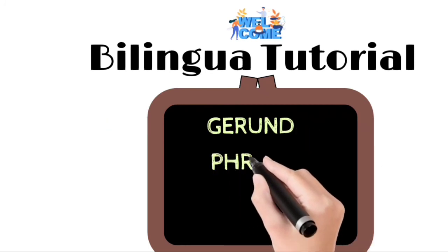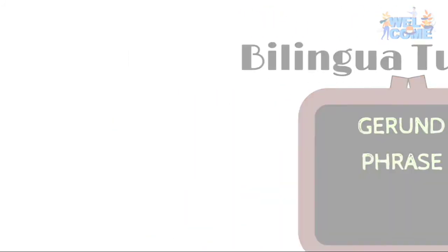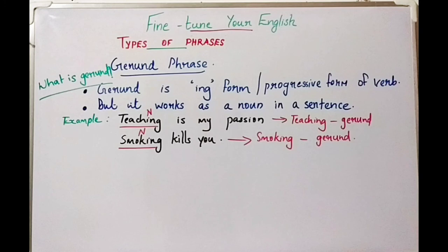Next it is the gerund phrase. The term gerund may not be familiar to you. So let's discuss what a gerund is. A gerund is the ing form or progressive form of a verb. But it works as a noun in a sentence.